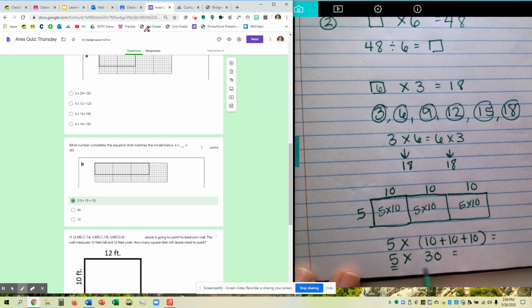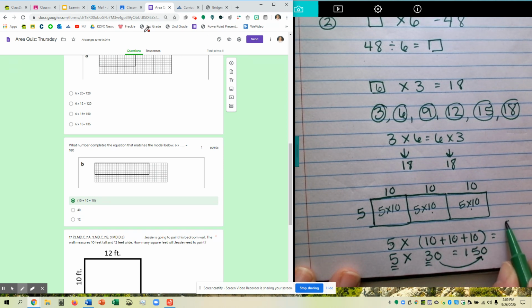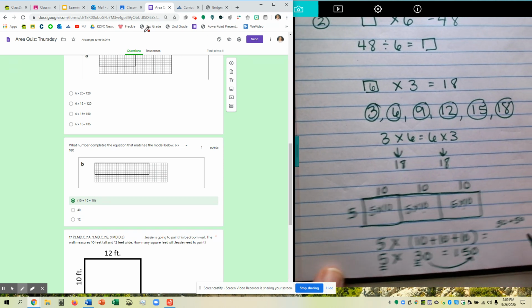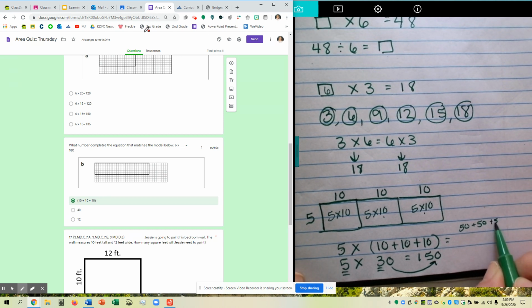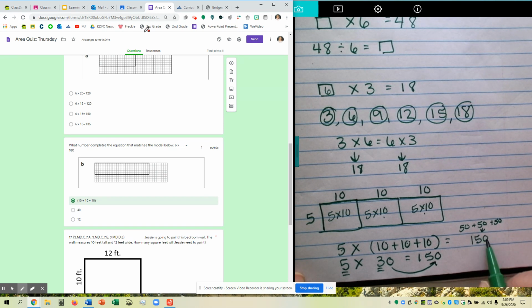And I know that 5 times 3 is 15, and I loop over the 0. Or I could say 5 times 10, 50. 5 times 10, 50. 5 times 10, another 50. 50 plus 50 plus 50 more. That equals 150. So same answer. Okay, easy enough.